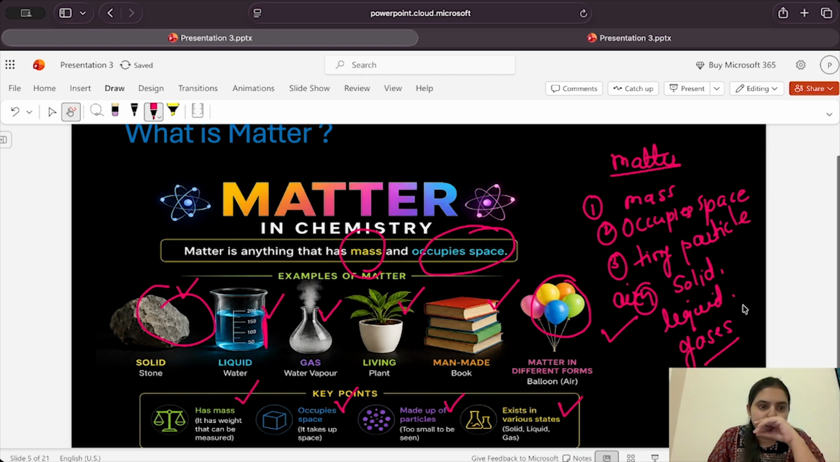Okay, so look around your room and find three things that are matter. Can you also find something that is not matter? Please let me know in the comments.